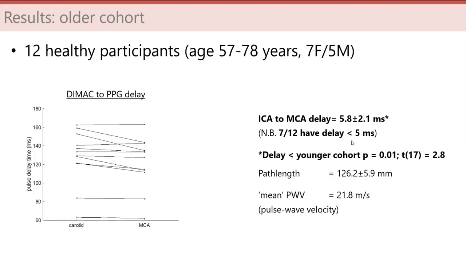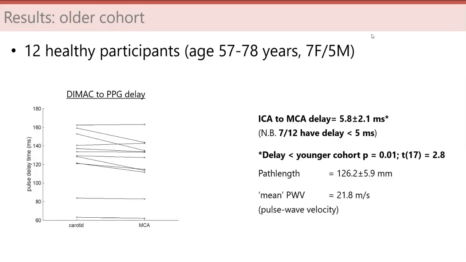So the effect of this is a limitation of pulse wave velocity here: when the values get a lot closer to zero, the delay is the denominator, so you have noise really scaling up. For example, in this older cohort, a lot of the values have a delay of less than 5 milliseconds. The impact is that you get unphysiological estimates of the pulse wave velocity, maybe over 100 meters per second. And that's measurement noise. That's just where we are at the moment in this measurement.